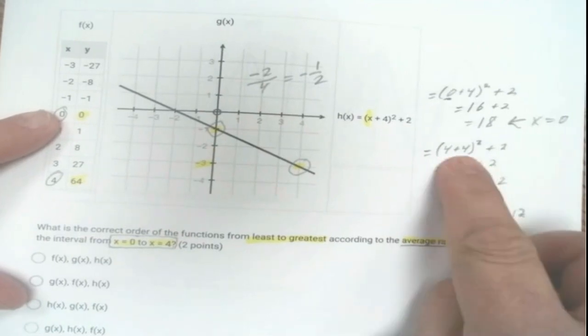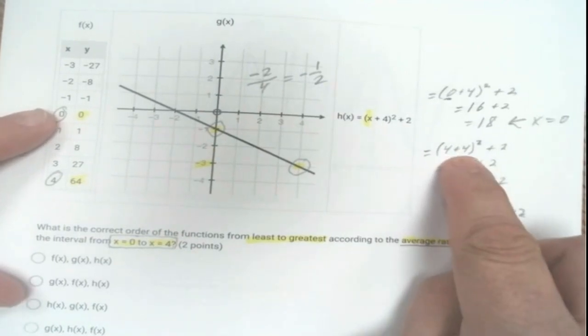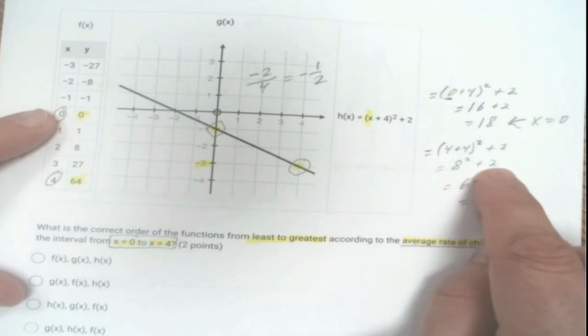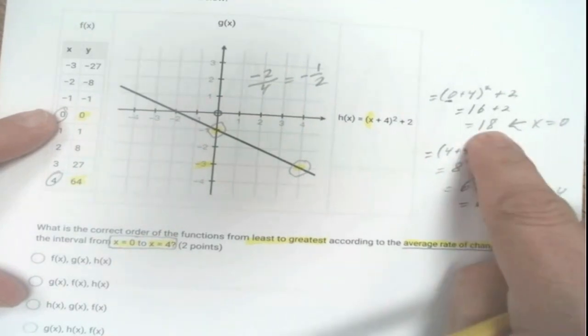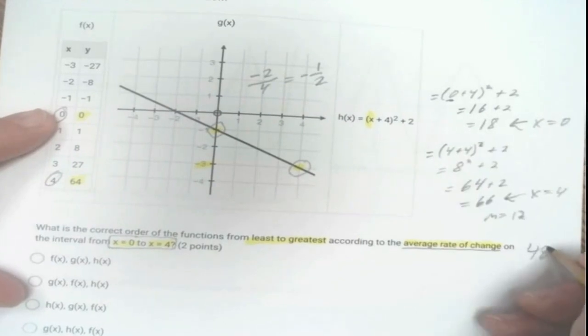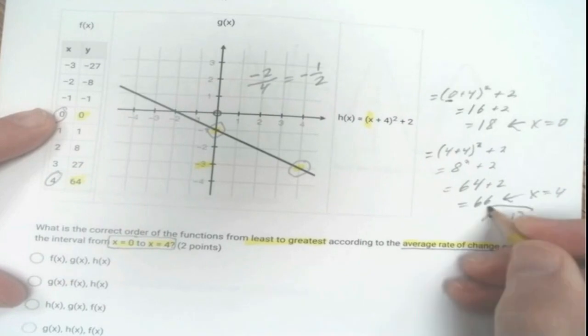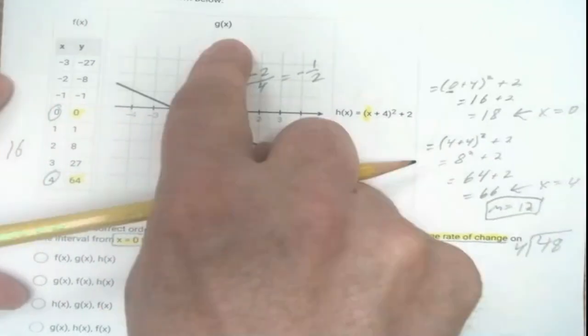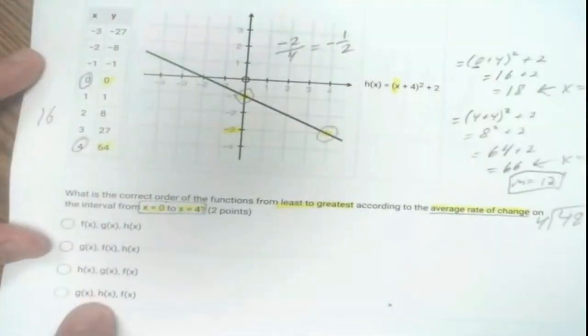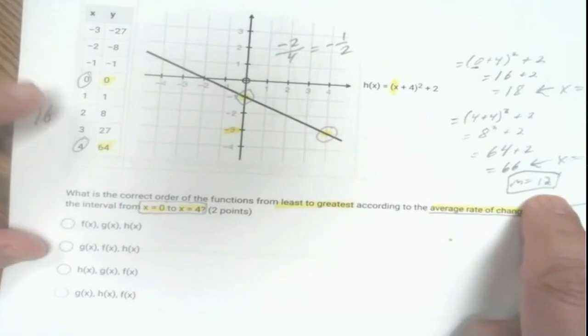And when x equals 4, 4 plus 4 is 8. So 8 squared plus 2, 64 plus 2. This goes up to 66 when x equals 4. So 66 minus 18 is 48. 48, and when you divide that by 4, you get an average slope of 12. So from least to greatest, we got g of x first. Then we have h of x because it's 12, and finally f of x.